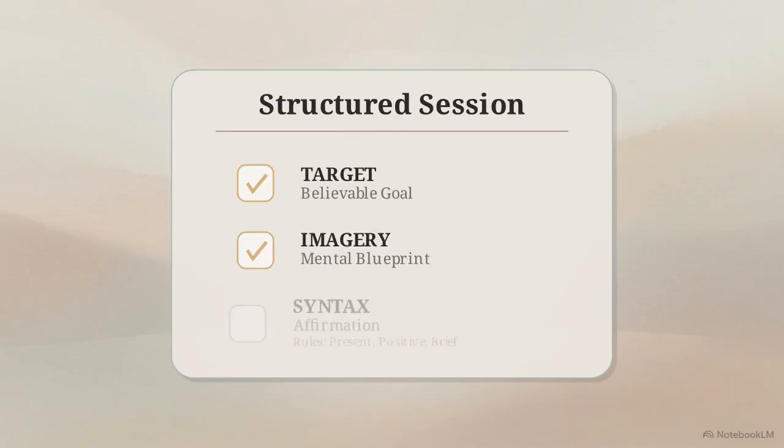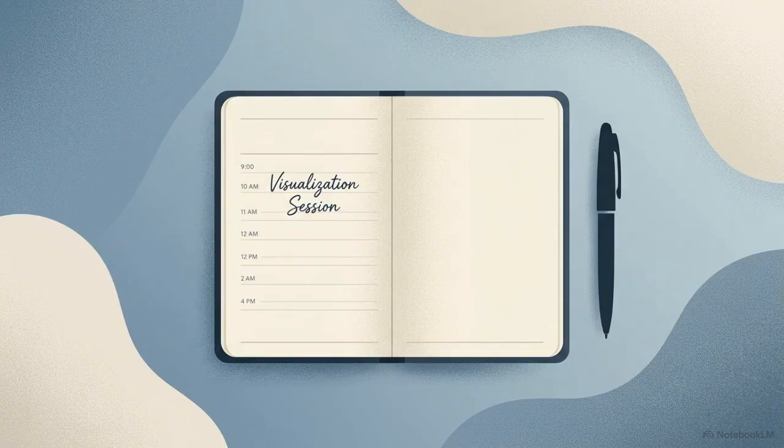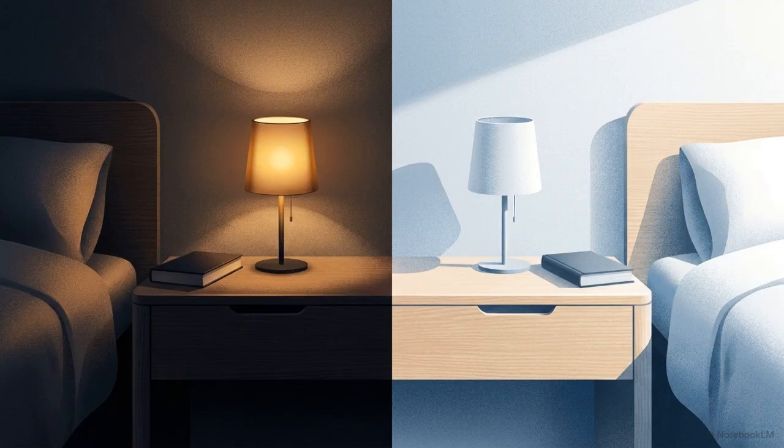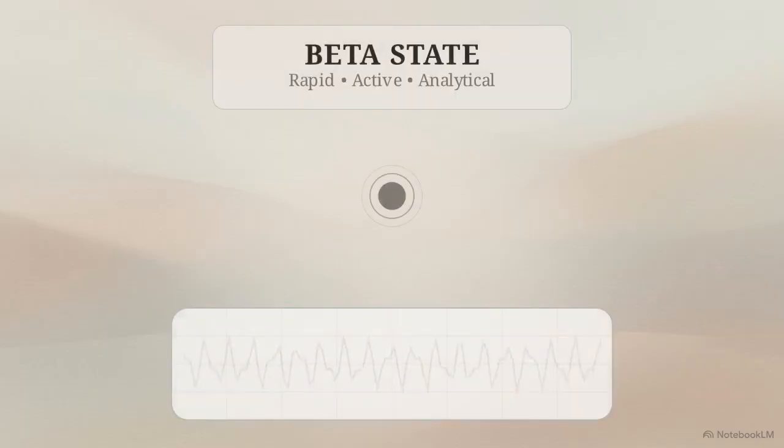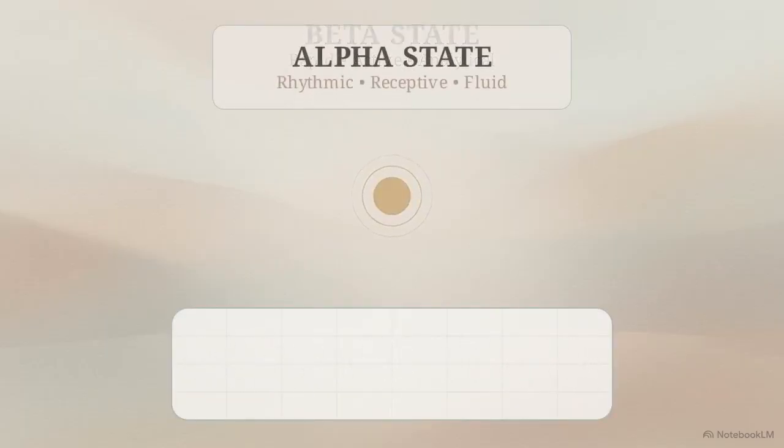You have successfully completed your first structured session. You set a believable goal, created a mental blueprint, and supported it with an affirmation. To maintain this momentum, repeat this brief process casually every day. The best times are right before you go to sleep or just after you wake up, because your brain is already naturally resting in that highly receptive alpha state.